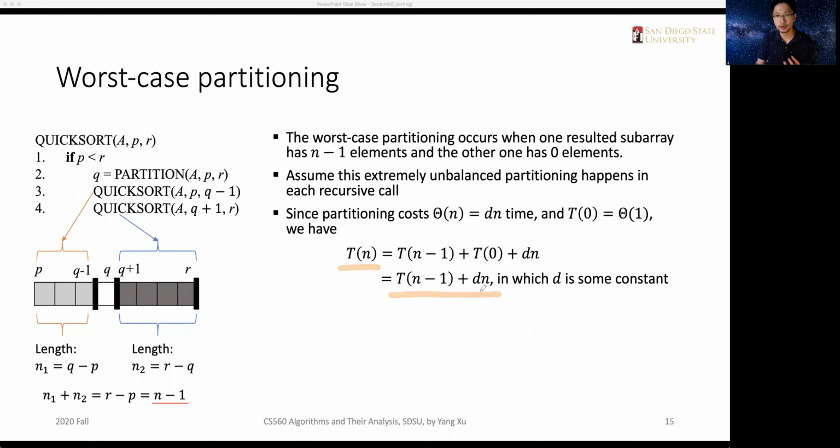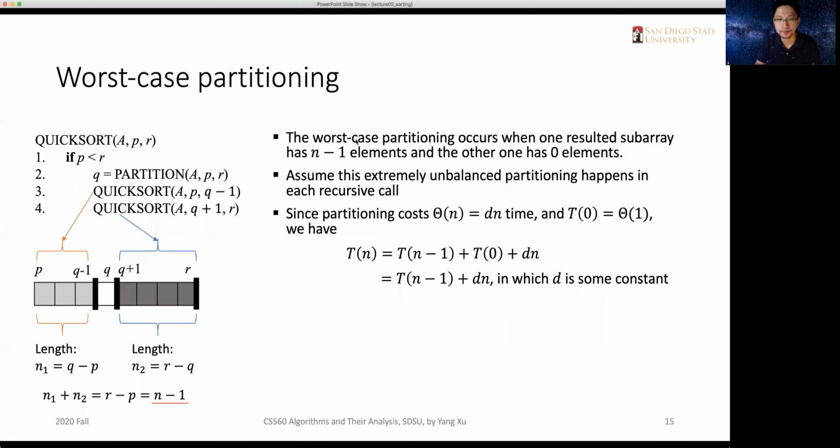Okay, so I use a specific function d(n) to replace big theta of n, so that our next step of proof can actually be done, right? With the big theta, we can never do some actual mathematical transformation, right? And we just need to know that d is some constant that defines the partition cost. Okay, so this is the recurrence that we are working on.